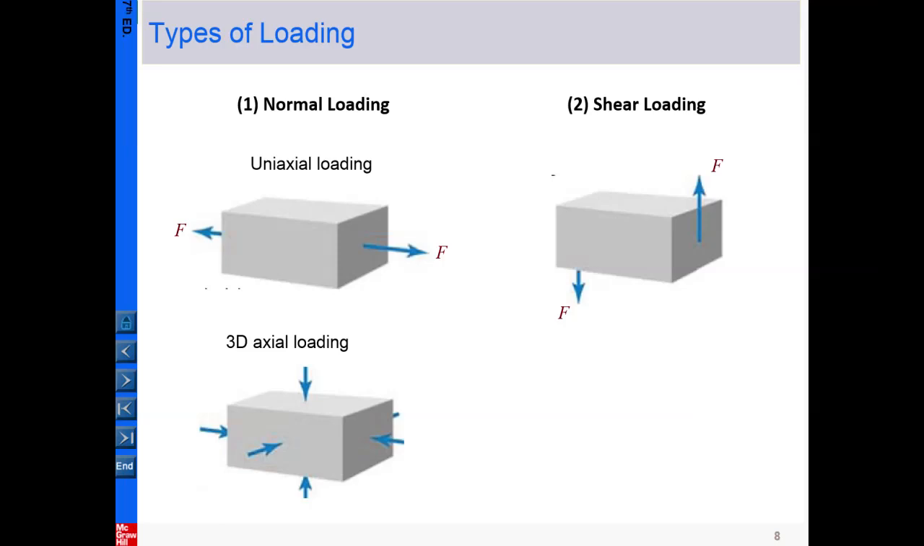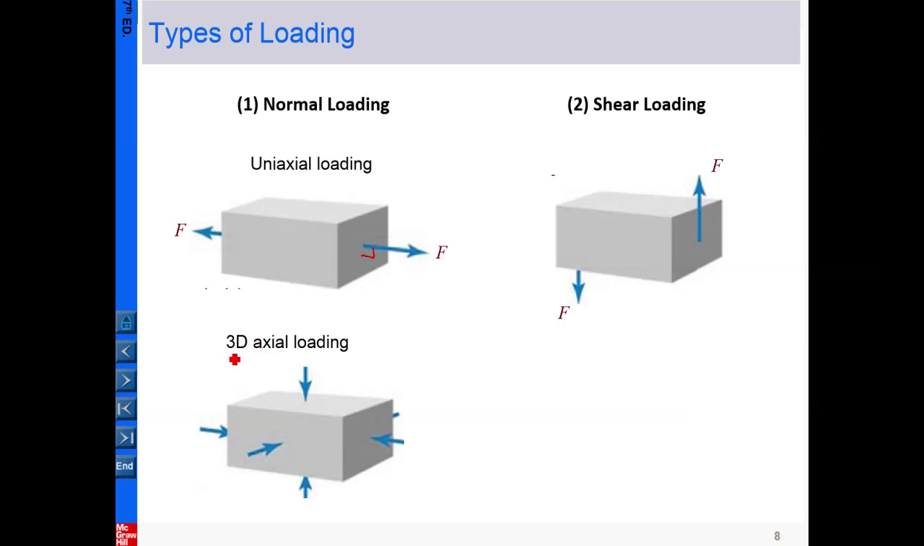And in terms of the type of loading or force, we have two here. One is called the normal loading. The normal loading basically means the direction of the force is normal to the surface area it's acting on. For the shear loading, the direction of the force is parallel to the area it's applied to.